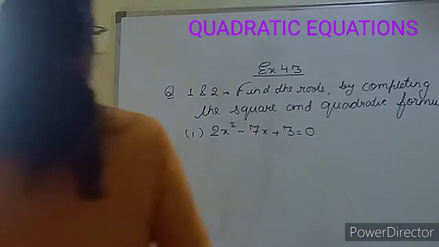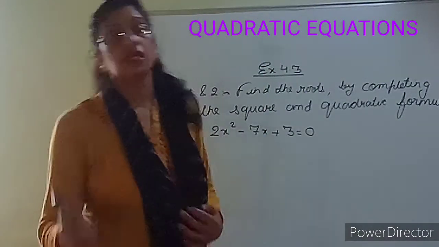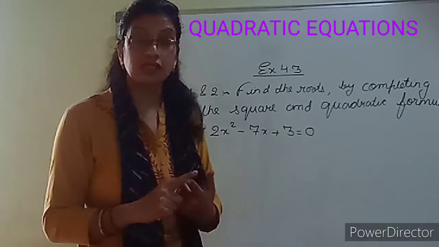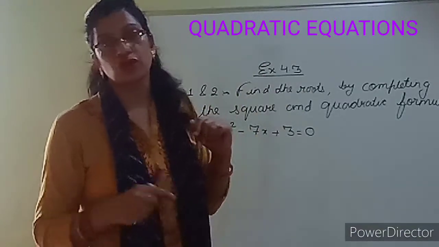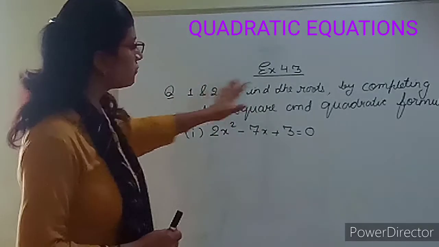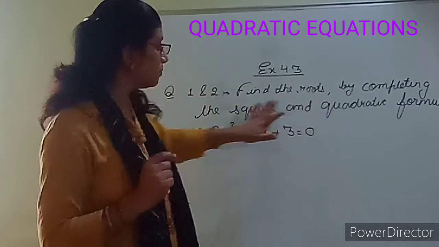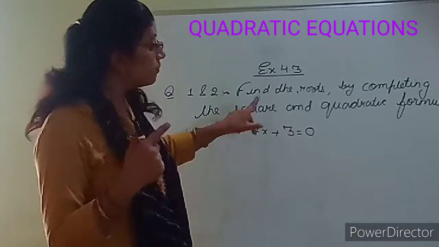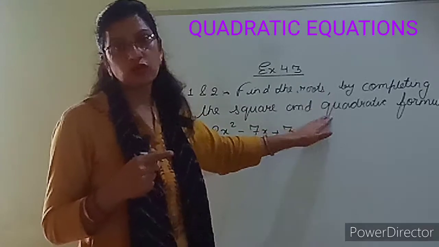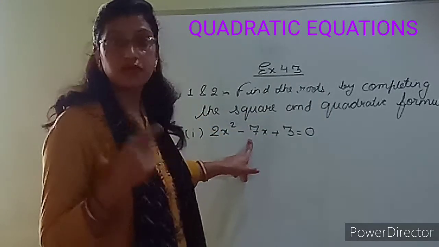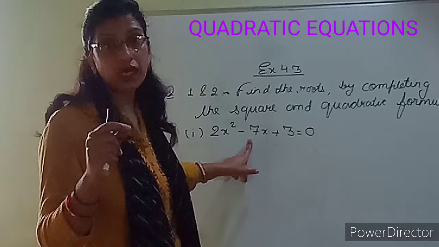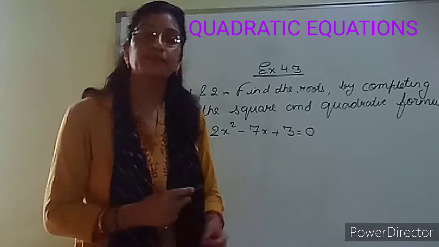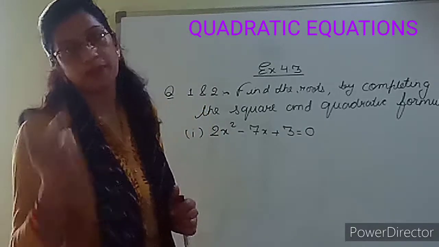The first question of exercise 4.3: I am combining the first and second questions together because the second question is related to the first. Question number 1 is to find the roots of the quadratic equation by completing the square, and question number 2 is the same equation by the quadratic formula. So there are two methods but the answer will come the same. You can apply any method.